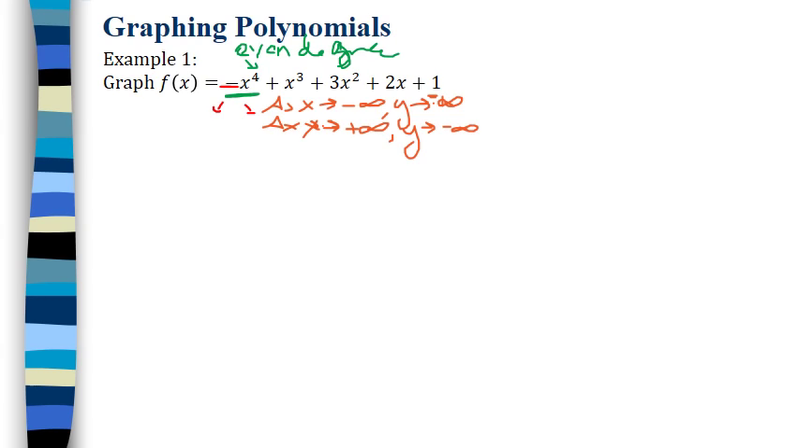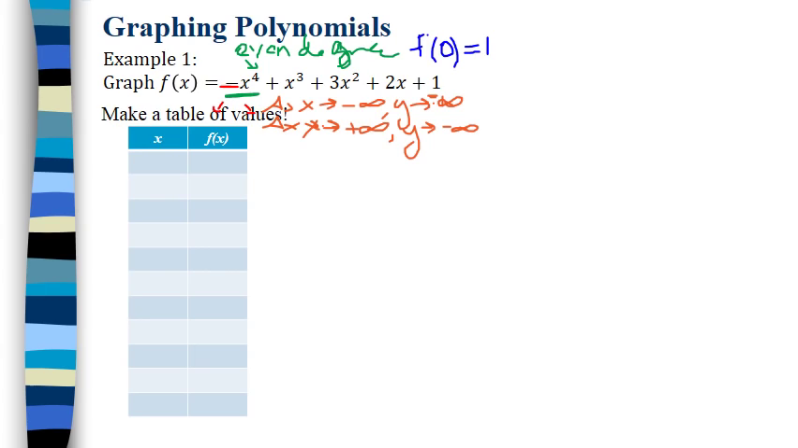The next thing we can look at is our y-intercept, because that's easy. We can put 0 in for x. When we do that, we know that if x is 0, then this term is 0, and this term is 0, and this term is 0, and this term is 0. So we end up with f of 0 equals 1. So that's our y-intercept.